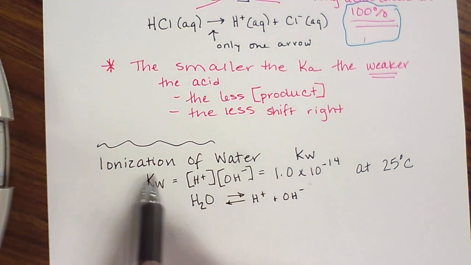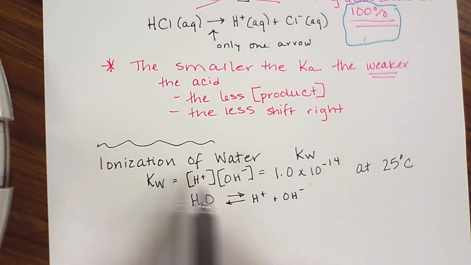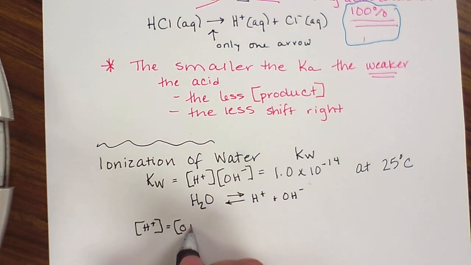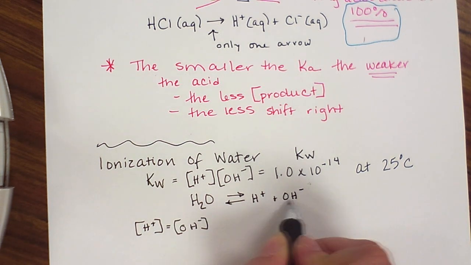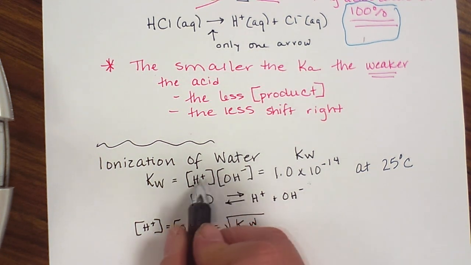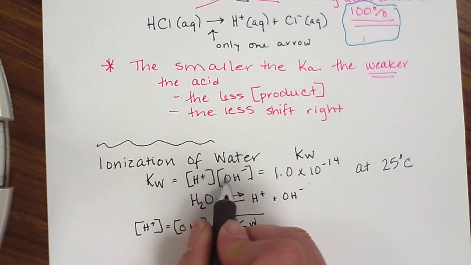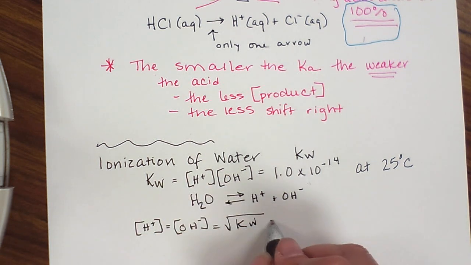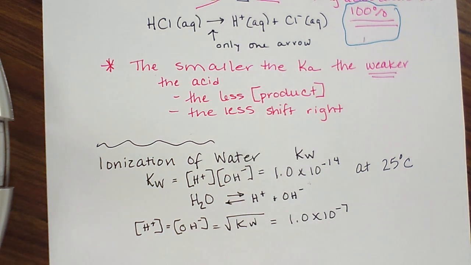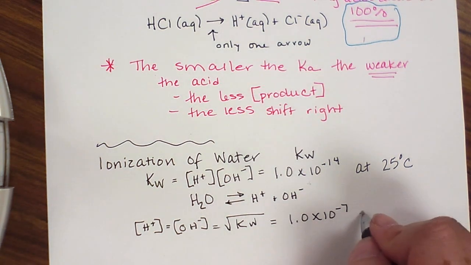So if I were to do a little algebra on this, what I would find is the concentration of H plus is equal to the concentration of OH minus, because they're equal, which is equal to the square root of Kw. You see this? Because it's x times x, which is equal to 1.0 times 10 to the minus 7th at 25 degrees Celsius.